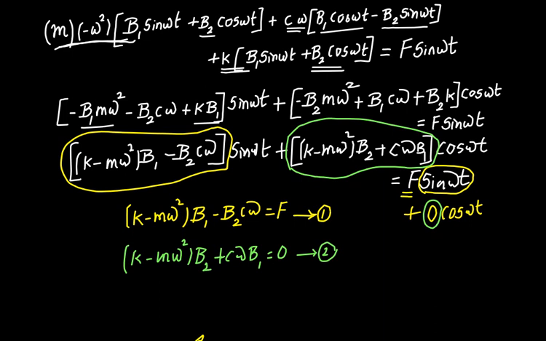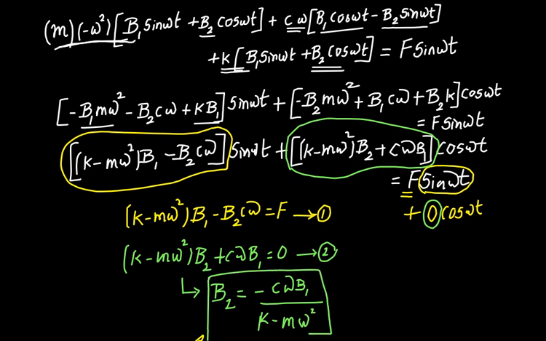In order to solve 1 and 2, I'll find B2 first, which is easy from this equation. I can easily find the value of B2, and I'm going to substitute the value of B2 in equation 1 and simplify. So what is B2? It's going to be minus C into omega into B1 divided by K minus M into omega square. Well, I have the value of B2 in terms of B1, and let me substitute that over here to get the value of B1. Let me do that in the next page.